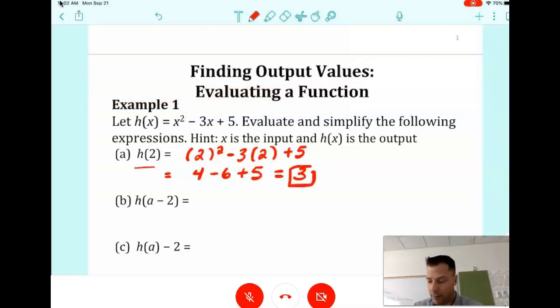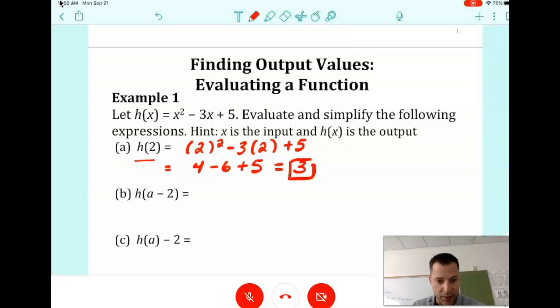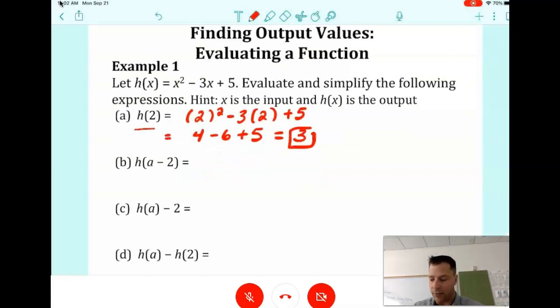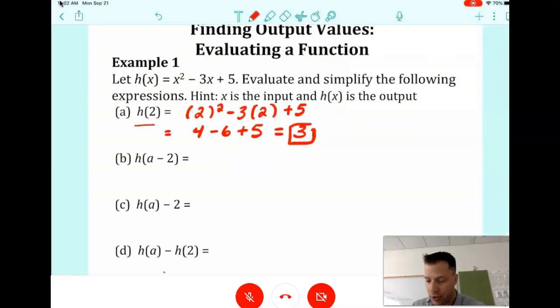If we go down to the bottom here on part D, you're going to see h of a minus h of 2. So this is going to be minus, we already know what we have in part A. I'm going to put minus 3 here, so I'm getting a little ahead of myself. And we'll come back to that one.